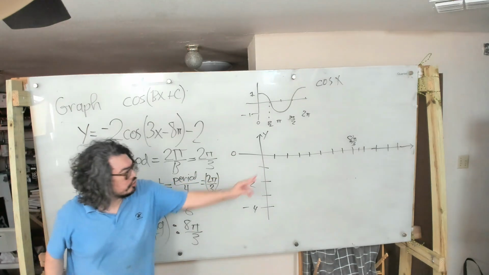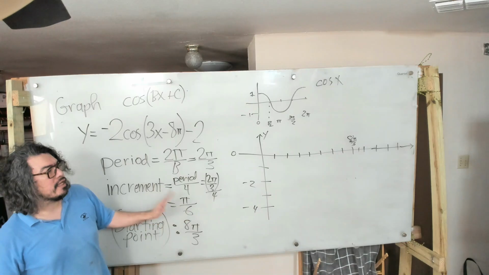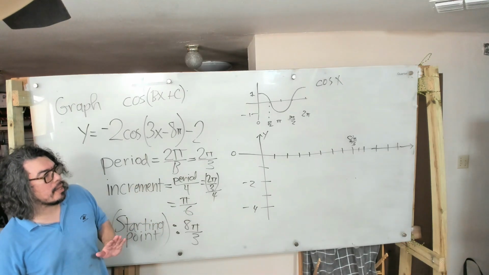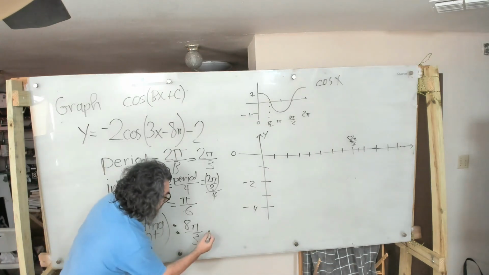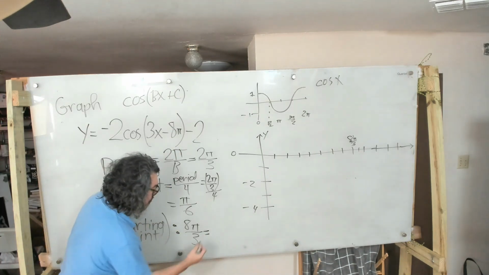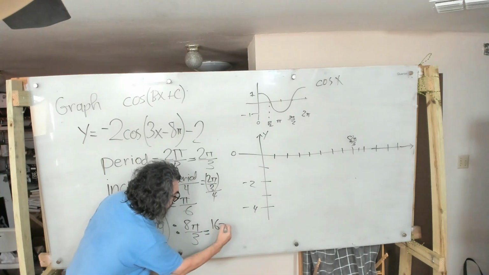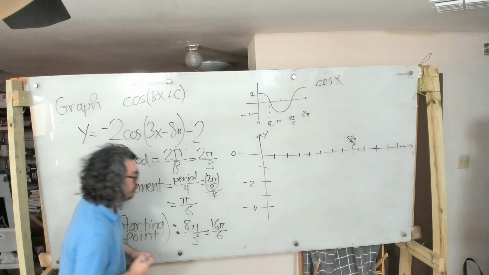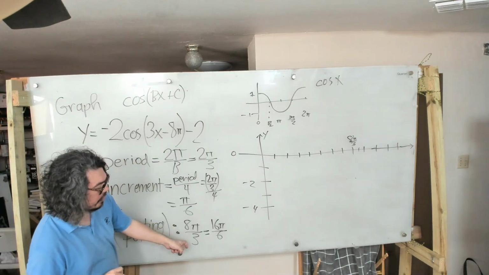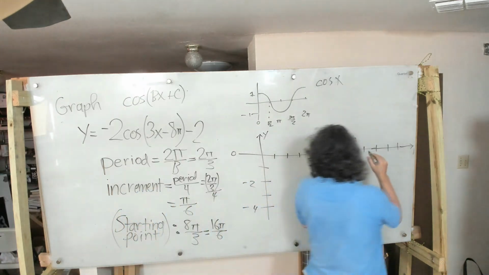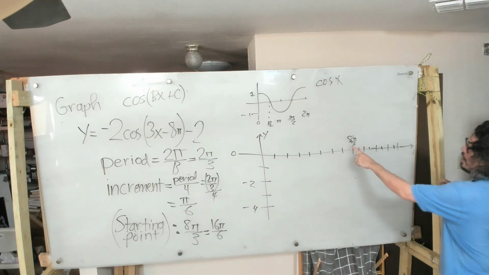The 8 pi over 3 is our starting point, but I want you to remember, we need to add the increment to find out our important points. So we're going to make the starting point in terms of pi over 6 so that it'll be easy to add the increment the 4 times. So I multiply the top and bottom by 2. This is 16 pi over 6. Okay? So then the main points will be 8 pi over 3, which we can see here is 16 pi over 6 here.